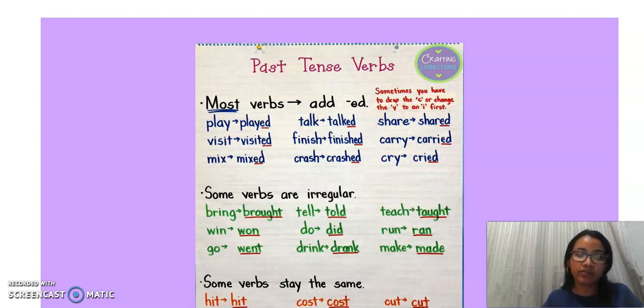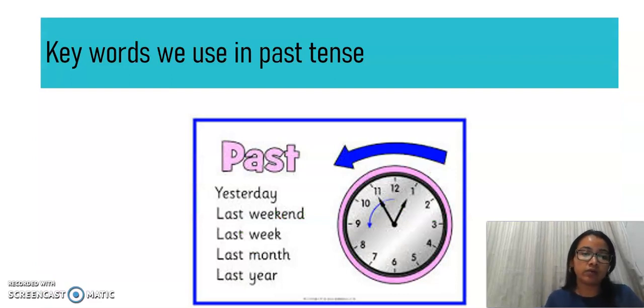And then we have some verbs that stay the same. They do not change in present or past. And here we have some keywords that tell us when we are talking in the past tense. For example, yesterday, last weekend, last week, last month, last year. All of those words help us to see that a sentence or a paragraph is in the past tense.